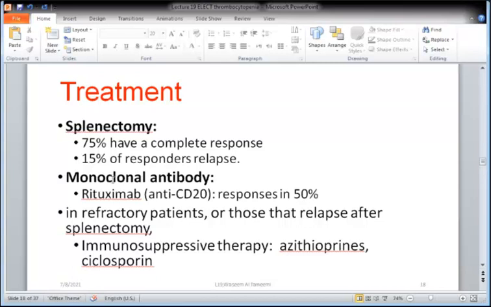The third line of treatment is the monoclonal antibody rituximab, anti-CD20. It can give a response in 50%. We may give the combination of rituximab plus steroid to induce a longer duration. Monoclonal antibody is indicated in refractory patients, or those who relapse after splenectomy, or those who relapse after steroid therapy. I can give them the monoclonal antibody rituximab.